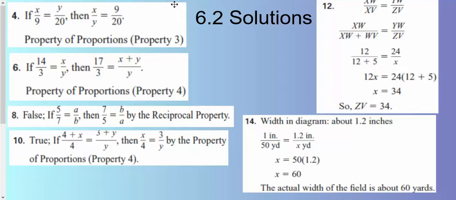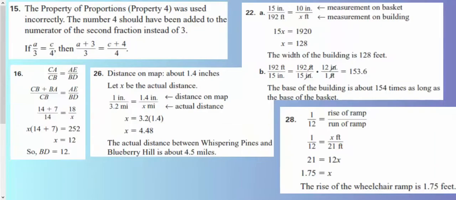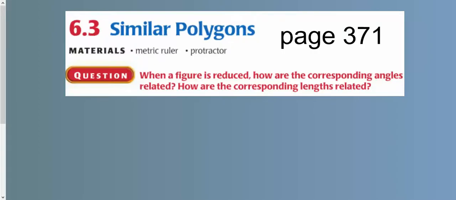Here are the answers for 6.2. You guys were working with some different properties of proportions. When you're doing those measuring problems in the book, you may come up with a different answer if you use your Chromebook versus the book. So just look at the process and see if your process was correct there. Because if you were zoomed in or out, you may have had a different picture, or the picture might have been a little distorted compared to what was in the book.